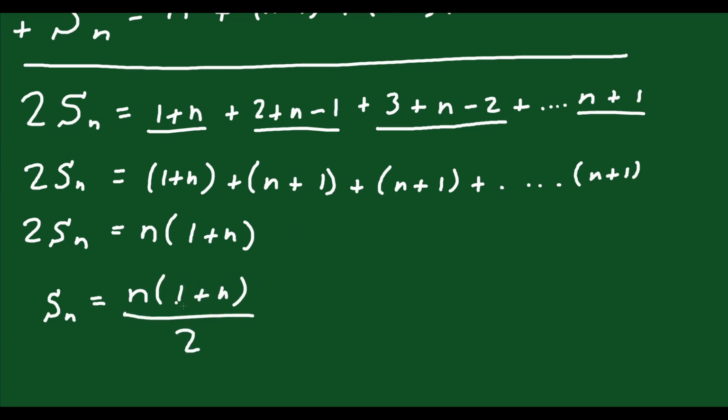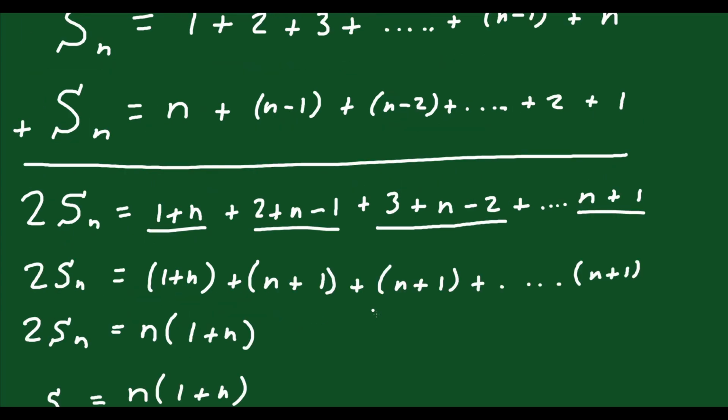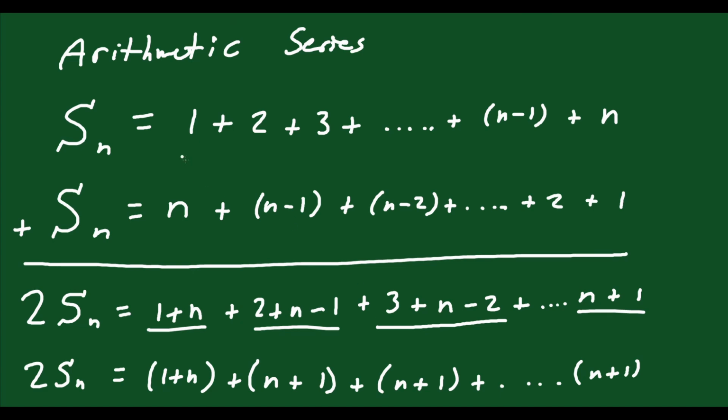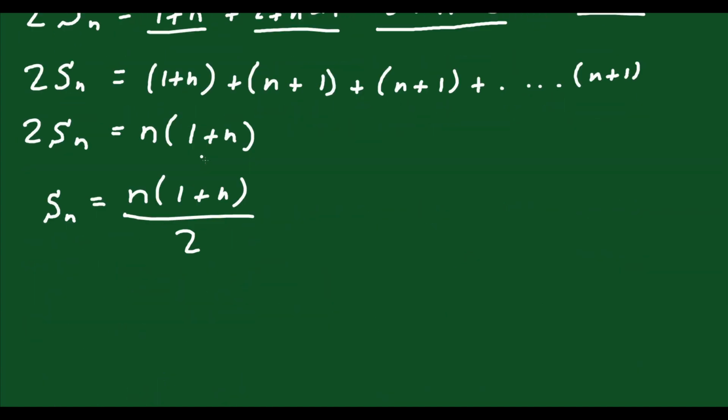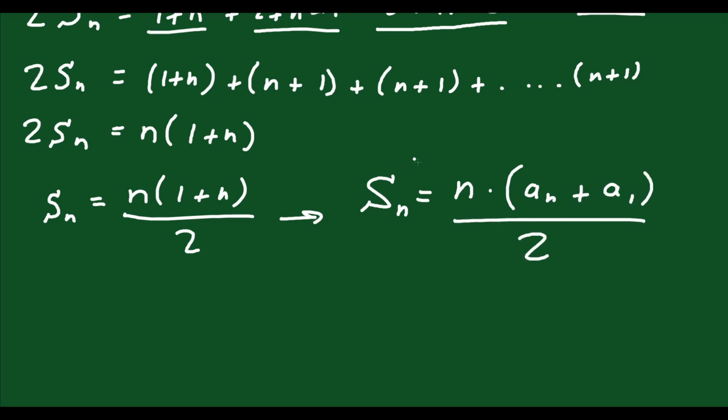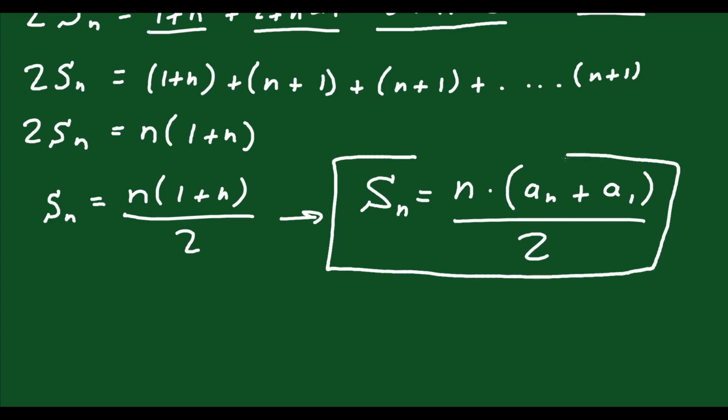And in this case, 1 is just the placeholder for that first term. The first term in the series up here was 1, right here. So really the general form that you could write for this is the sum of n terms is equal to n times (an, the last term, the nth term, plus a1, the first term) all over 2. So that's one way you can come up with this equation.